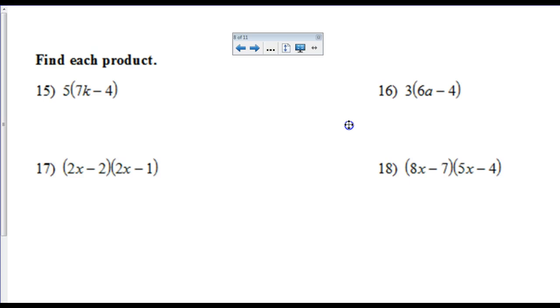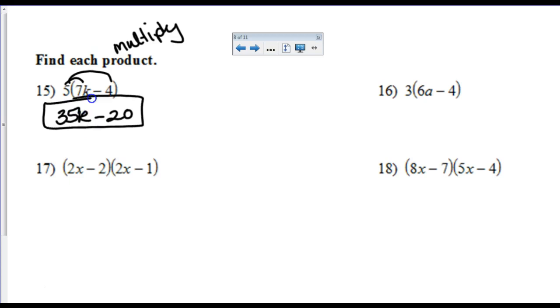Find the product. Okay, product is a fancy word for multiply. And then in algebra we learned that this action right here is actually called distribution, but what is distribution other than just multiplying? So 5 times 7k is 35k, and then 5 times negative 4 is negative 20 or minus 20. And those are not like terms, so that's going to be your final answer.